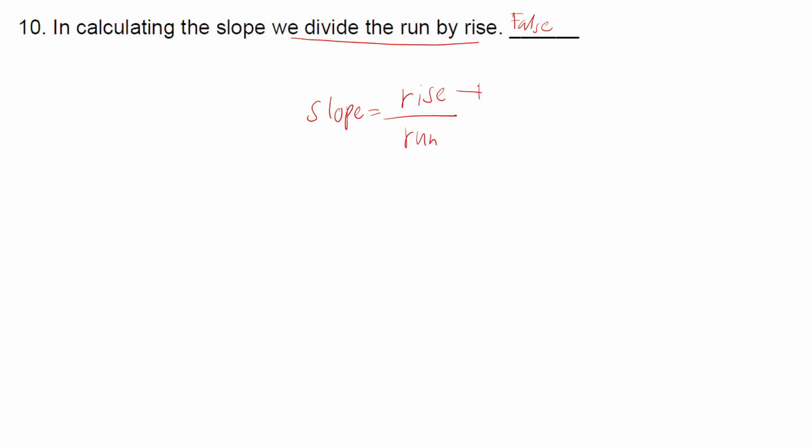This rise here pertains to going up. So, that's our y. And then this run is like you go left or right. I keep on repeating the word right. I'm so sorry. So, the run here is our x. So same thing with our unit rate wherein you divide the y by x. However, again, going back to the formula for slope, this is rise over run. Okay, that's why this one is false.